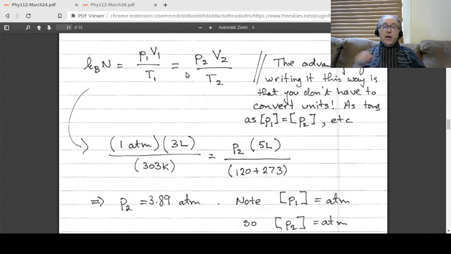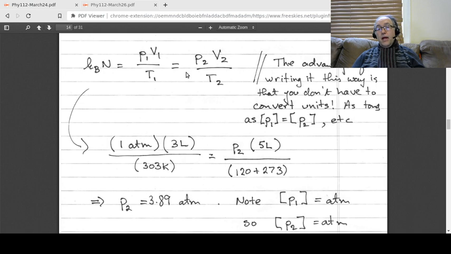As long as P1 and P2 are both in the same units, V1 and V2 are in the same units, T1 and T2, well, they still have to be in absolute temperature, Kelvin, but whether you use Kelvin or some other absolute temperature scale, it'll work. You don't have to convert the units. Mostly it's P and V, okay? P and V are the ones that cause some trouble.